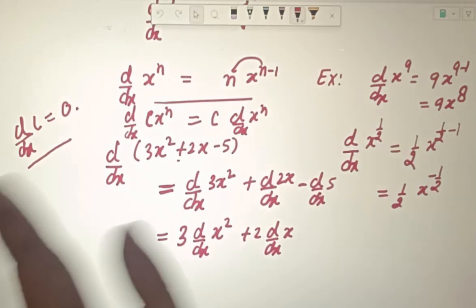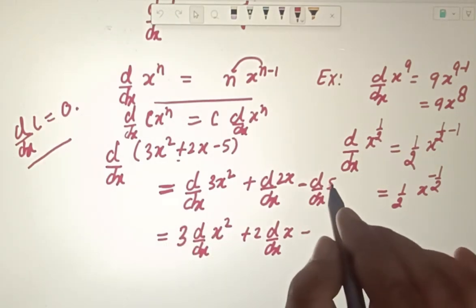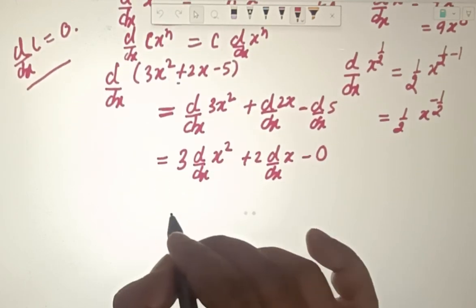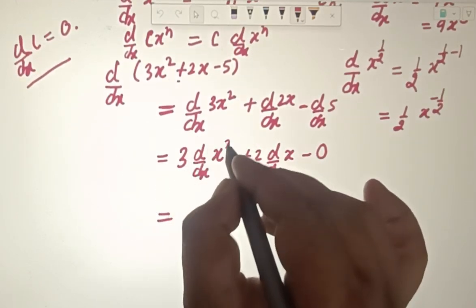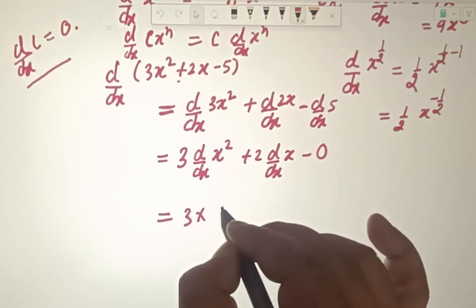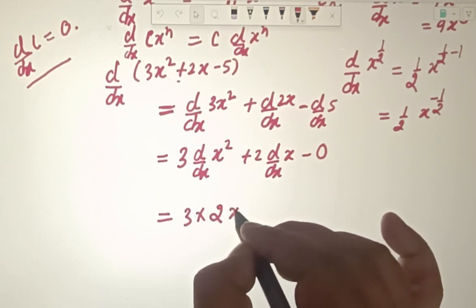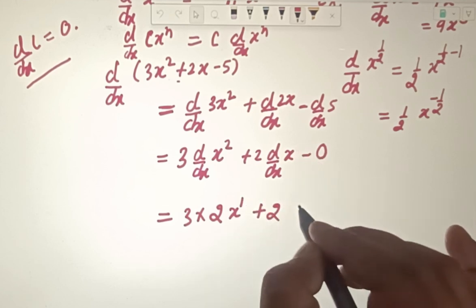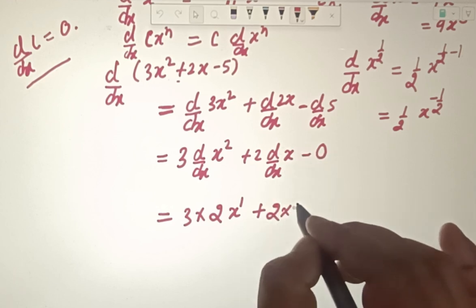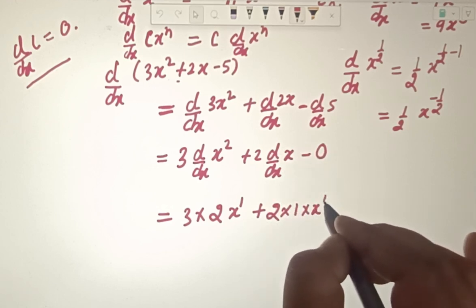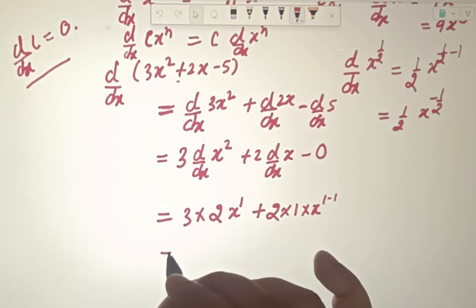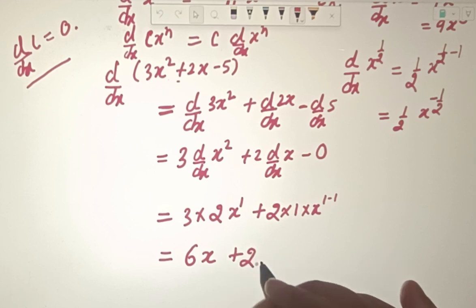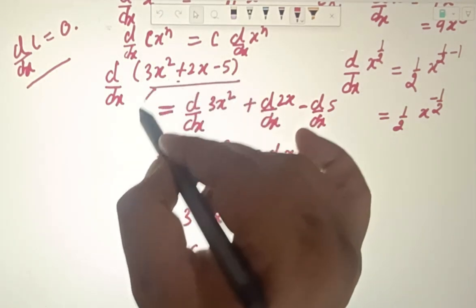You need to remember these formulas. So for minus 5, since 5 is the constant term, its derivative will be 0. Now what about this derivative? 3 times the derivative of x square, which is 2 times x to the power 2 minus 1, that is x. Similarly, plus 2 times 1 times x to the power 1 minus 1, which is x to the power 0. So you can write it as 6x plus 2. The derivative of this is 6x plus 2.